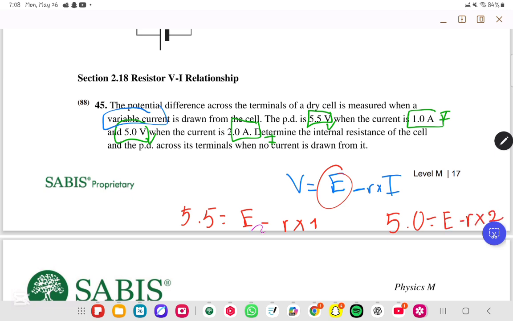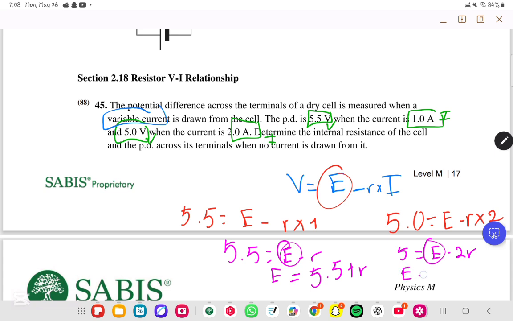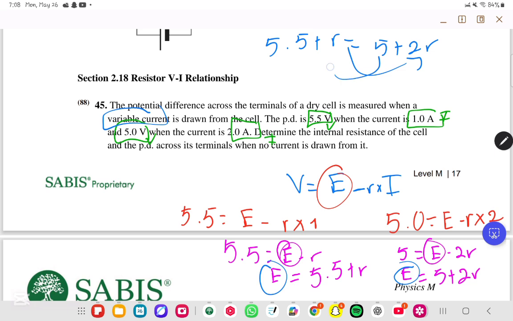After solving it, 5.5 is equal to E minus R, 5 is equal to E minus 2R. Now make E the subject of the equation, okay? So E will be equal to 5.5 plus R, and here E would be equal to 5 plus 2R. Now equate them, since they're both equal to E. So 5.5 plus R is equal to 5 plus 2R. Move this here, move that there. You will get that the value of R is equal to 0.5. So you have the value of the resistance, which is 0.5 ohms.